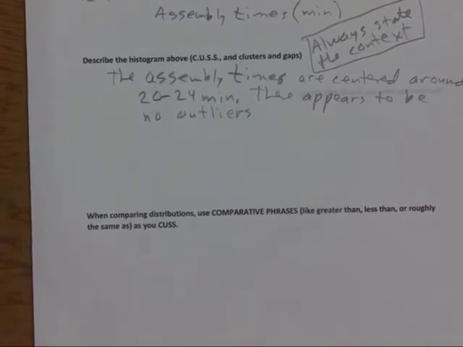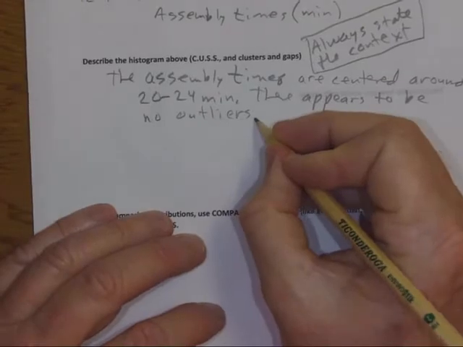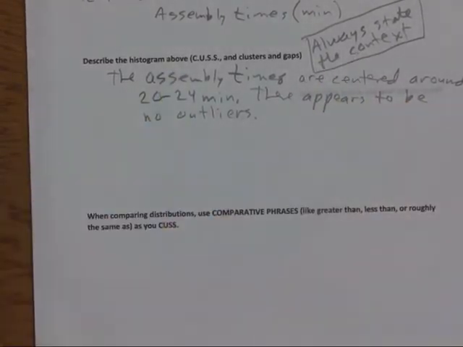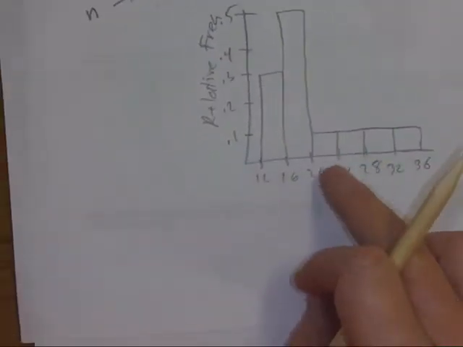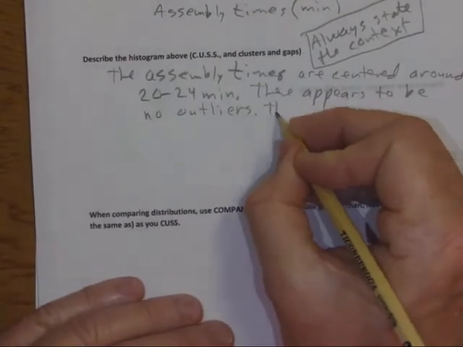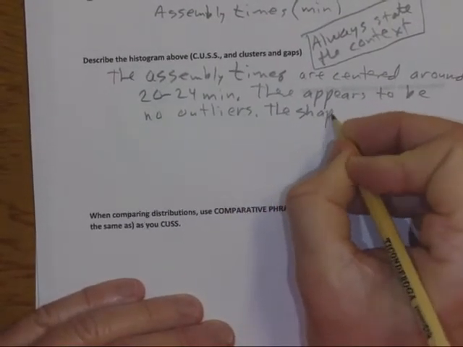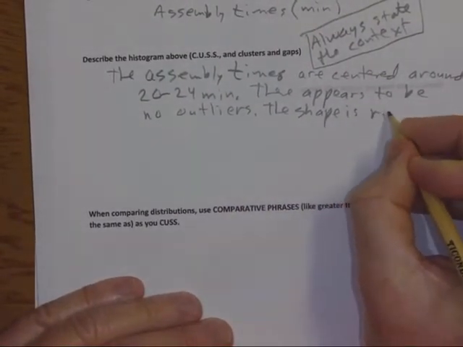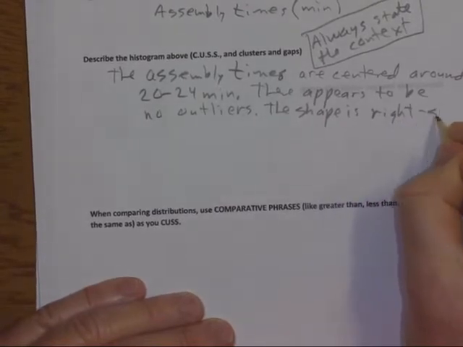And then in regards to the shape, these are the terms that you need to say in regards to the shape. Let me just go ahead and say what this is, and then I'll talk about it in a second. The shape of this is right skewed. It has a tail going to the right, and so the shape is right skewed.